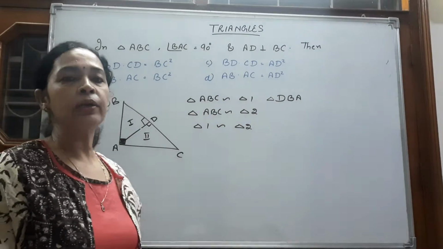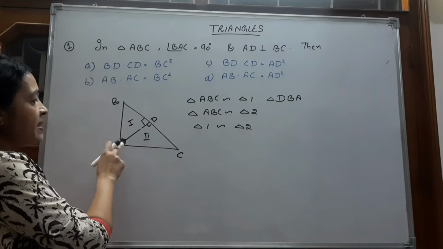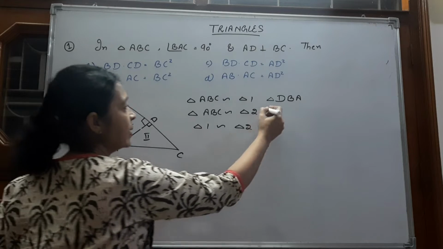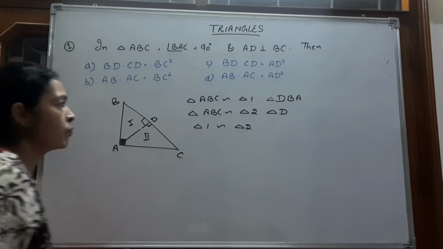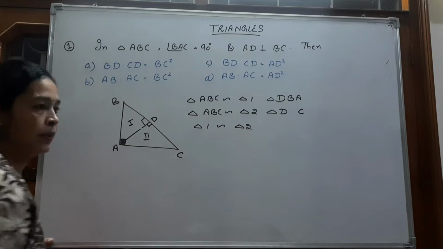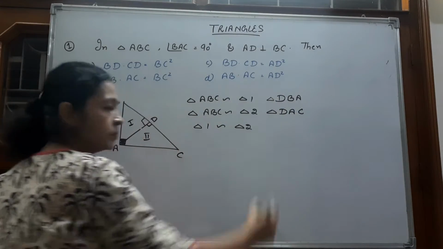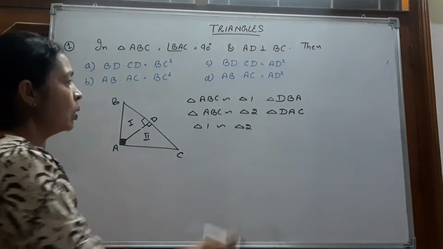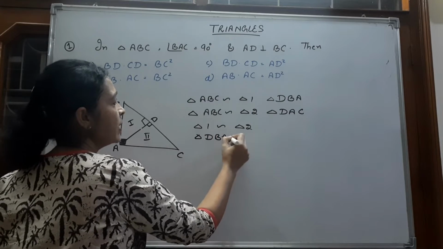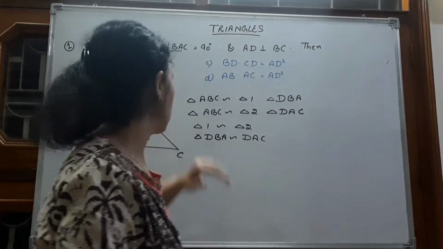ABC is similar to triangle 2 also. How can we name triangle 2? In ABC, angle A is 90. In this triangle, angle D is 90, so write D in place of A. Angle C is common, so write C in place of C. D is done, C is done. What is left? A. We have named triangle 2 also. Triangles 1 and 2 are also similar. It means triangle DBA is similar to triangle DAC. Clear?